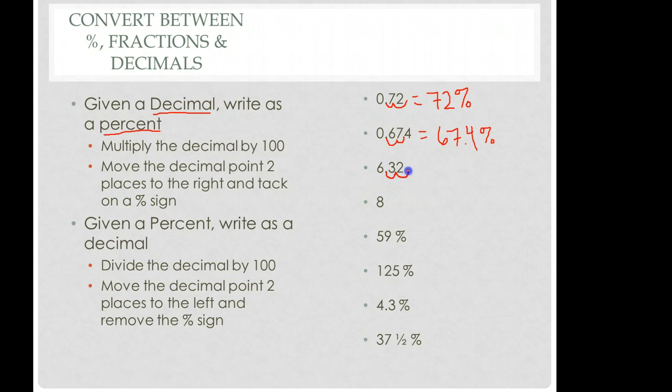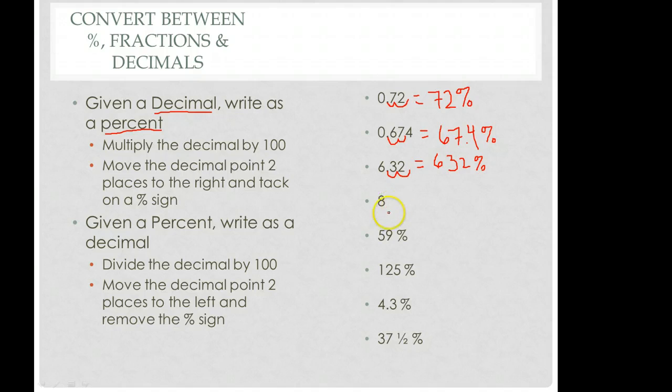6.32, I move it 2 places to the right. I get 632%. So if I have a decimal that's a whole number and I'm converting it to a percent, I'm going to get a percent that's bigger than 100.